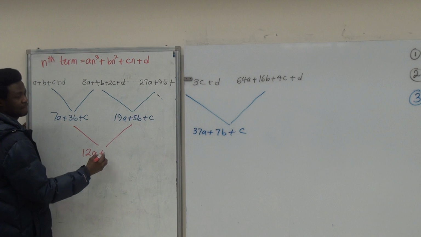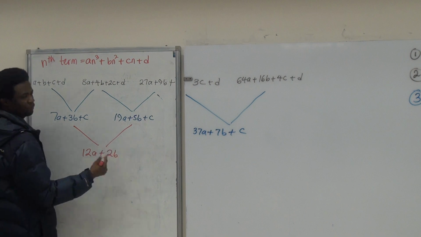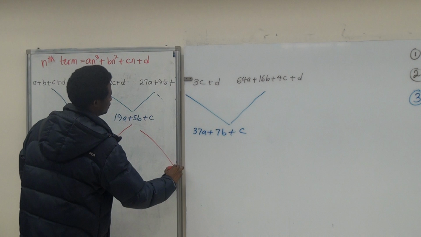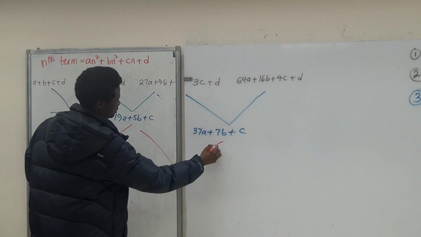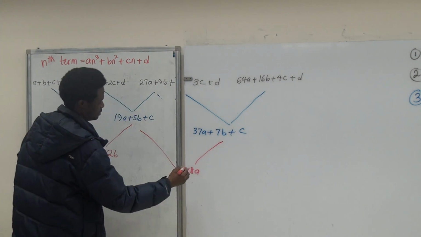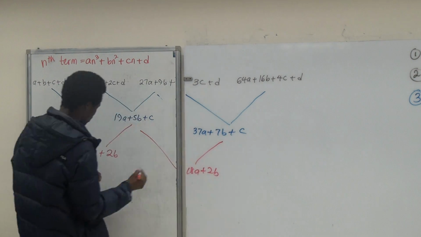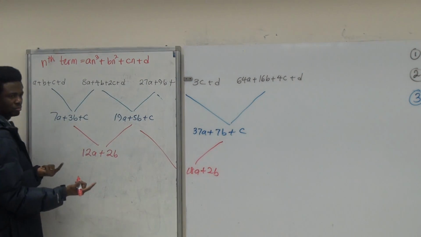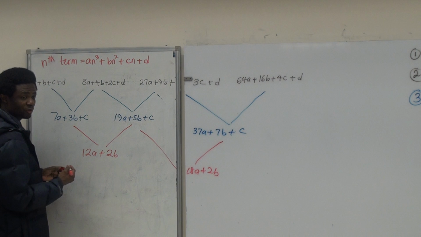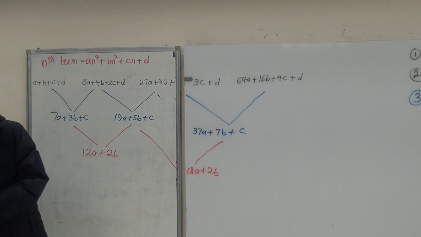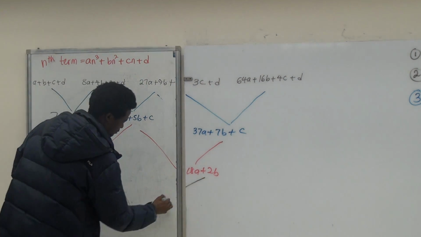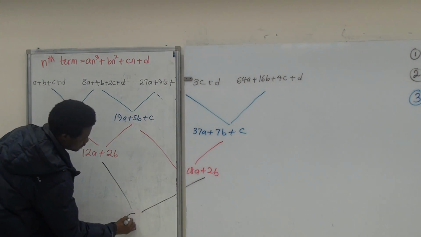12A plus 2B. Yep, that's it. Okay, is it the same thing again? 18A plus 2B. Oh, now we're having 2B, so we're going to likely get the same difference. Next line. What do we have? 6A.